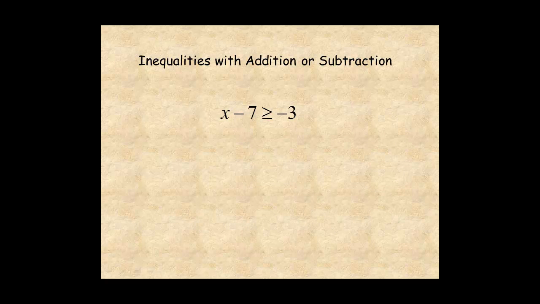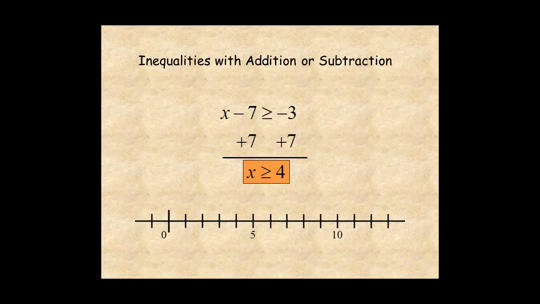For this example, 7 is being subtracted from x, so use the inverse operation and add 7 to both sides of the inequality. On the left, negative 7 plus 7 equals 0. You have x minus 0, which is just x. On the right, negative 3 plus 7 equals 4, and the solution is x greater than or equal to 4. To graph the solution set, draw a solid dot at x equals 4 and an arrow to the right. Remember to always check the solution.